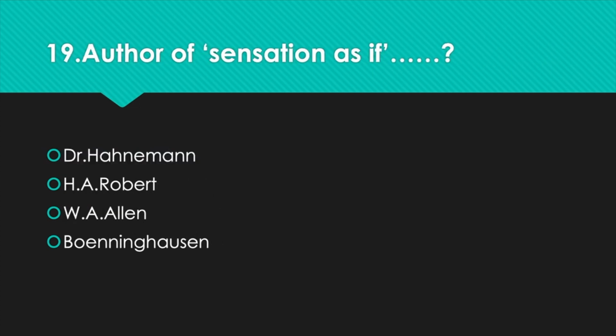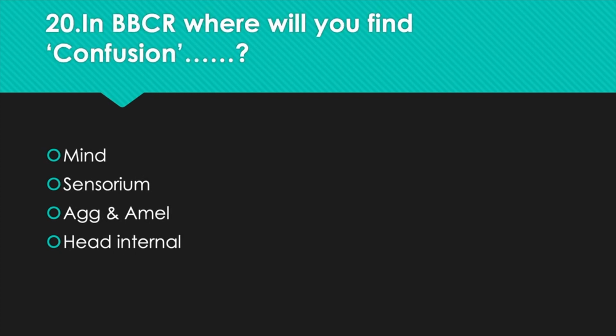Author of sensation as if: option A, Dr. Hahnemann; option B, H.A. Roberts; option C, W.A. Allen; option D, Bonninghausen. Answer: option B, H.A. Roberts. In BBCR, where will you find rubric confusion? Option A, mind; option B, sensorium; option C, aggravation and amelioration; option D, head internal. Answer: option B, sensorium.